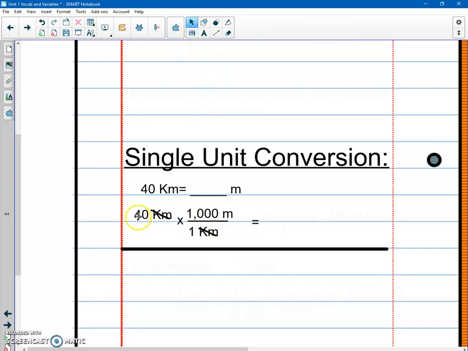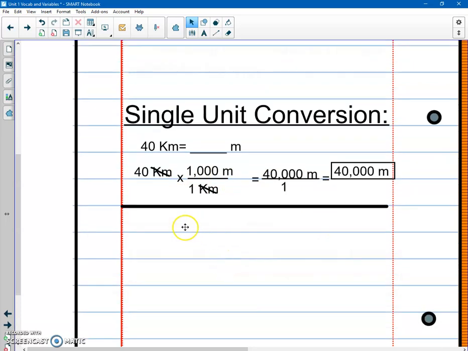So next, after we do that, we just multiply this straight across. So 40 times 1,000 equals 40,000. There's nothing over here to multiply by the 1, so it's just 1 over here. Notice it's not kilometers because kilometers was canceled out, and that'll give us 40,000 meters. Meters is the unit that's left. Let's move on to another one here.